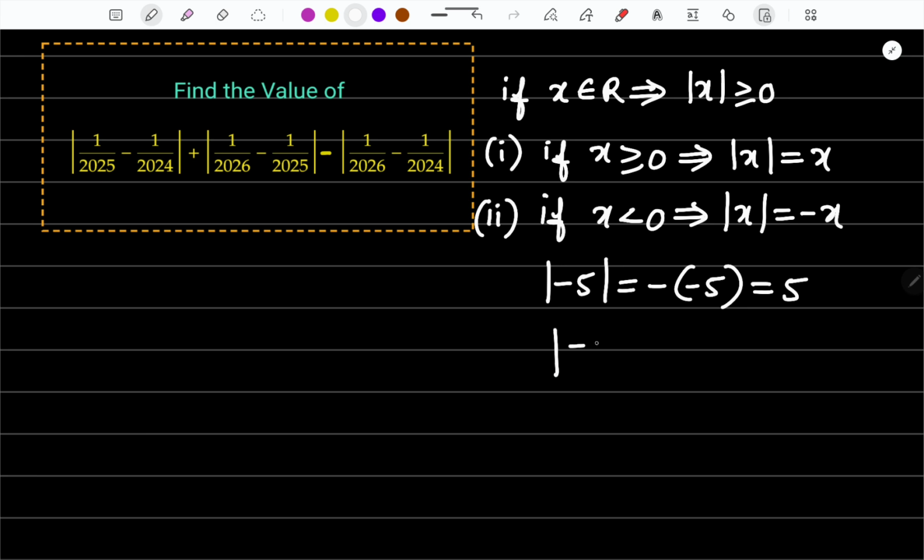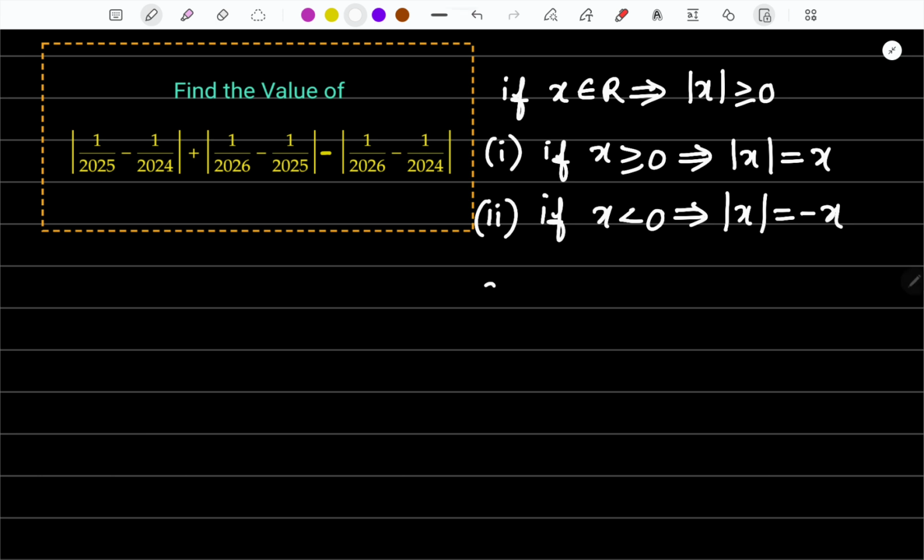Suppose you have minus 5 by 3. Minus 5 by 3 is negative, therefore the answer is minus of minus 5 by 3, that is plus 5 by 3. Okay. I hope you understood this definition. And now we are going to see the modulus function which involves sum of numbers or difference of numbers or the subtraction of two numbers.